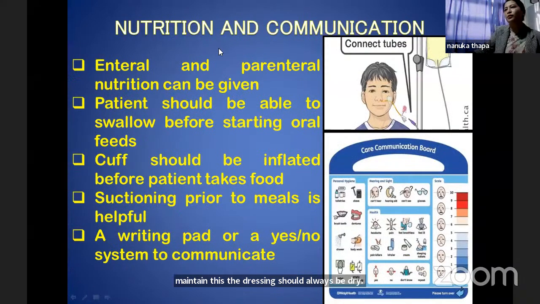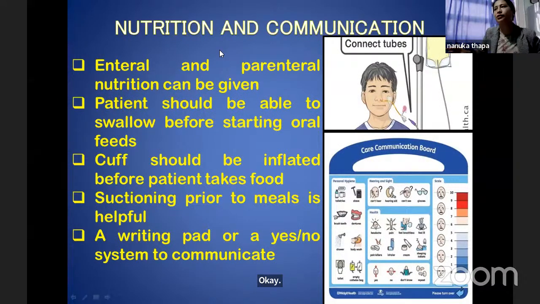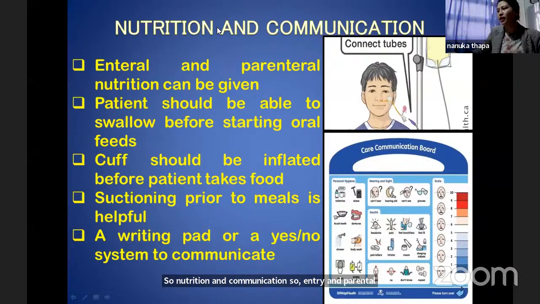So, nutrition and communication. Enteral and parenteral feeding can be given to a patient. We can give the patient feeding orally, and we can also give it through an NG tube or ND tube, okay? The patient should be able to swallow before starting the oral feed.